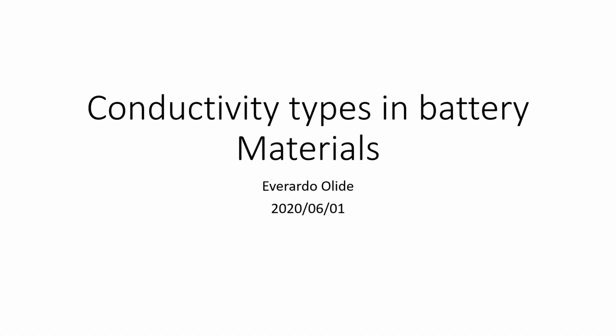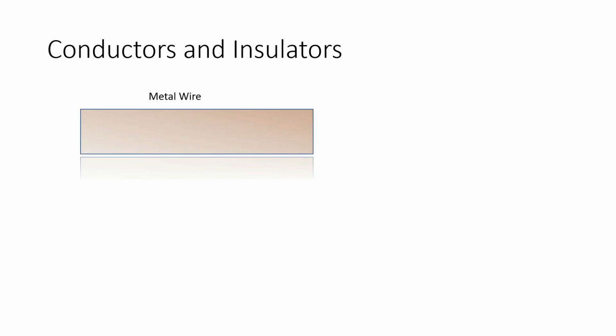Alright, today we're going to be talking about conductivity types in battery materials. So there are conductors and insulators. You might ask what a conductor is. Well, we're going to go over two conducting type materials.